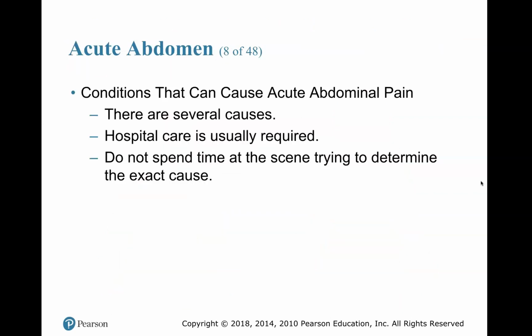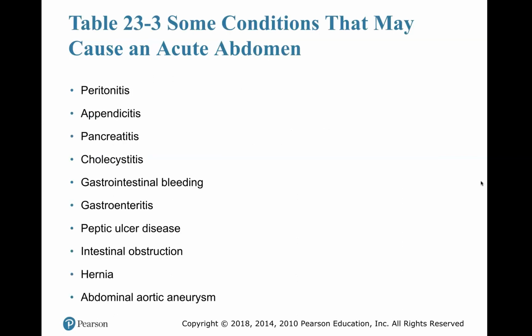Conditions that can cause acute abdominal pain. There are several causes. Hospital care is usually required. Do not spend time at the scene trying to determine the exact cause. Some conditions that may cause acute abdomen or acute abdominal pain, rather: peritonitis, appendicitis, pancreatitis, cholecystitis, gastrointestinal bleeding, gastroenteritis, peptic ulcer disease, intestinal obstruction, hernia, abdominal aortic aneurysm.